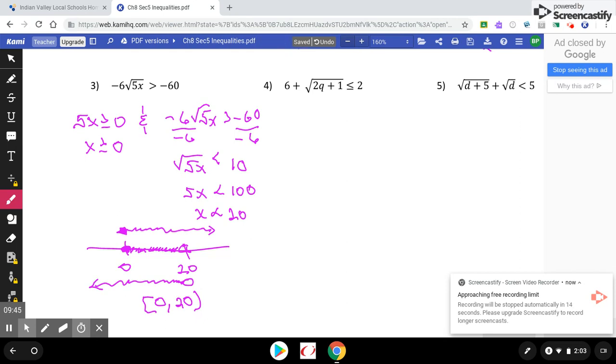All right, 4 and 5, especially 5, is a doozy. So I would highly suggest you check out the part 2 video and see how to solve those two. And number 4 is a little quirky as well.